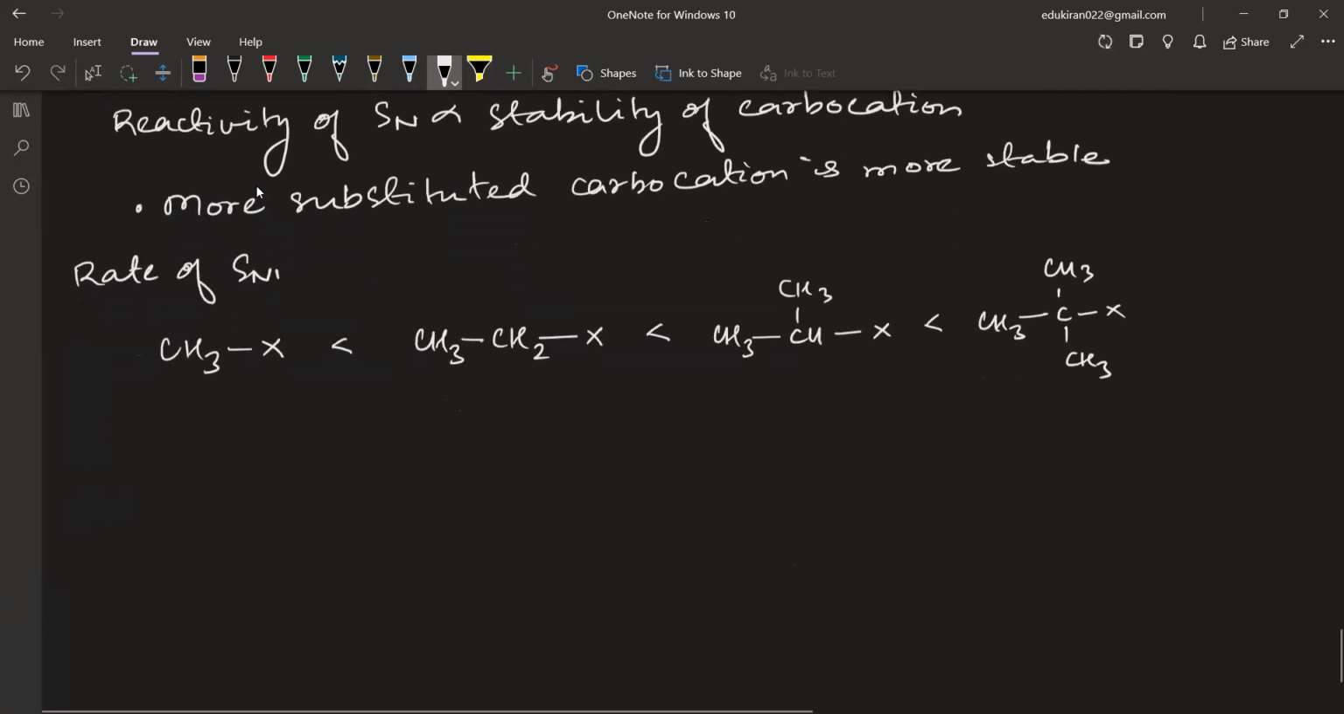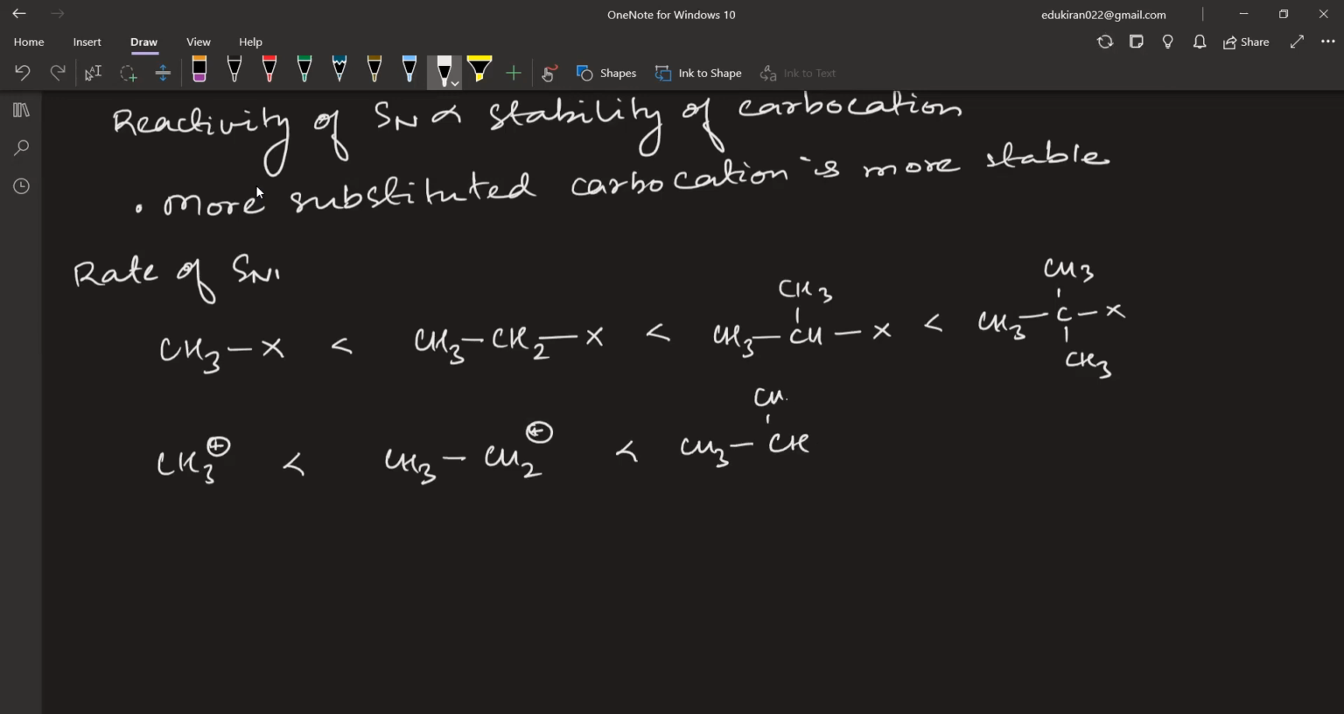Why is this the rate of SN1? Because the stability of CH3+ is less than CH3CH2+ is less than (CH3)2CH+, and it is also less than (CH3)3C+. Okay, write this down. Let me know when you're done. This is 0 degree, 1 degree, 2 degree carbocation, and 3 degree carbocation.